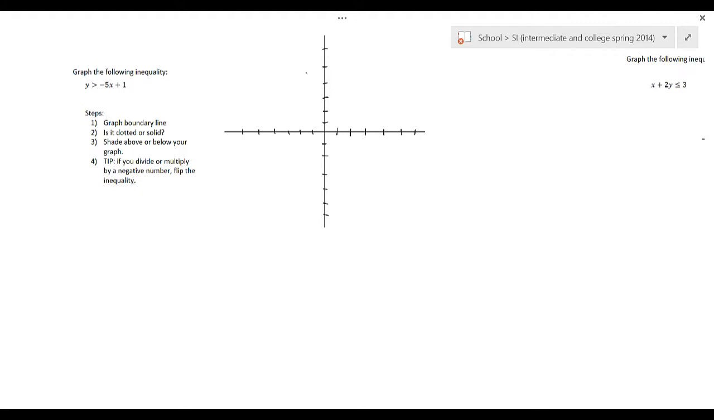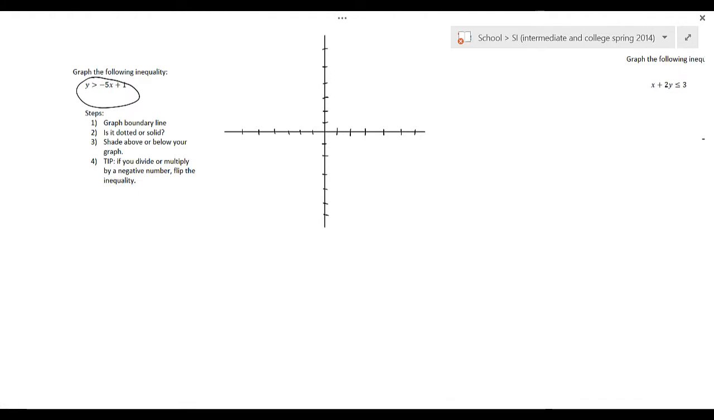We have a tip for you, because whenever you graph an inequality, the first thing you need to do is get it into a form that you're familiar with so that you can graph it. Meaning you want to bring it from standard form, for example, into slope-intercept form, which we have in our first example. This is slope-intercept form, which is very easy to graph, thankfully.